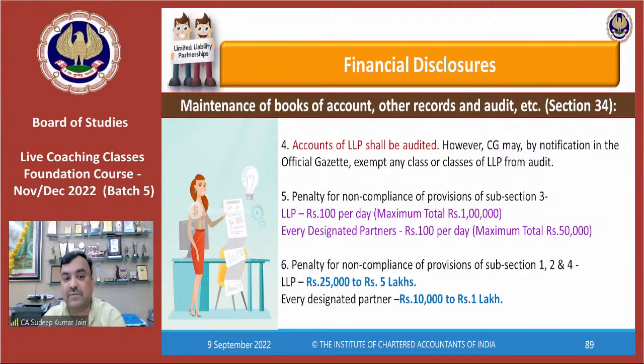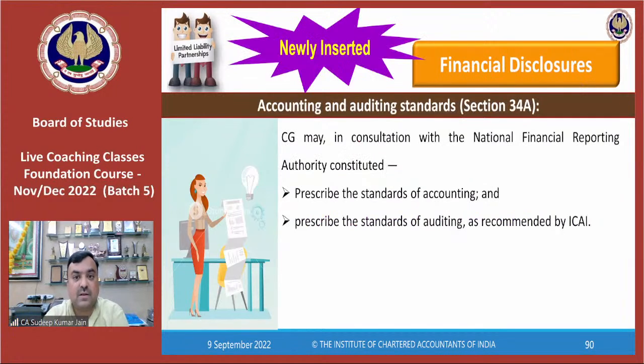Beta, point number 5 and 6 is not in my book. Beta, these are the amendments. Okay, that is the amended. This section was newly inserted, not very much important, but from a practical point of view it is important. Central government, in consultation with the National Financial Reporting Authority (NFRA), prescribes the standards of accounting and the standards of auditing. Simple, it's not very important, but Section 34 says the central government will decide what the accounting standards and auditing standards will be, right?